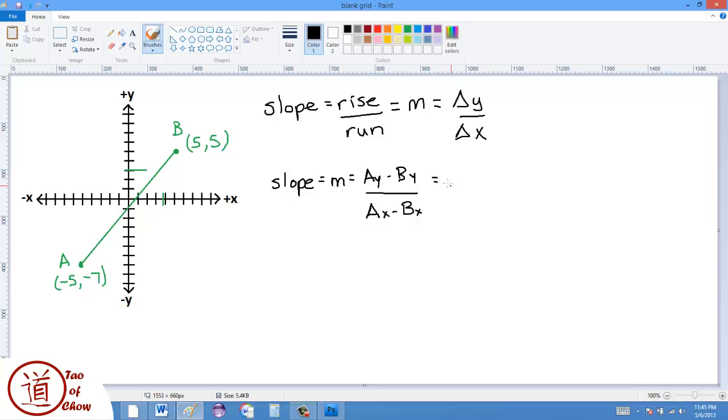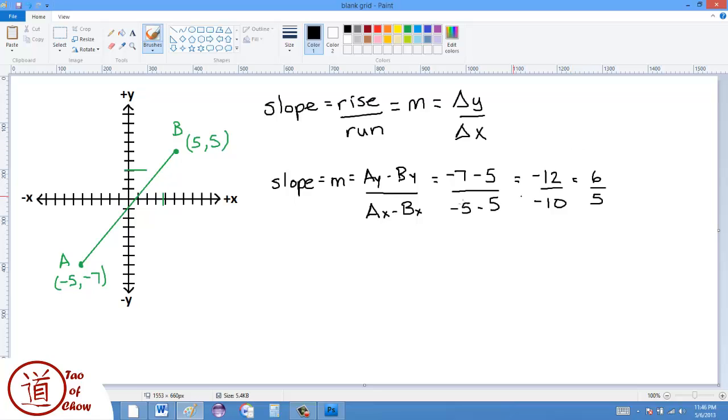So ay is negative 7 minus by, which is 5. And ax is negative 5 minus bx, which is 5. And so this gives me negative 12 over negative 10, which is 6/5. And I'm just going to leave it like that. I'm not going to put it into a decimal value.